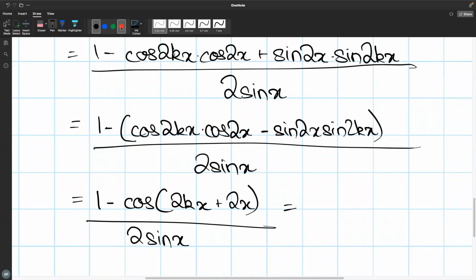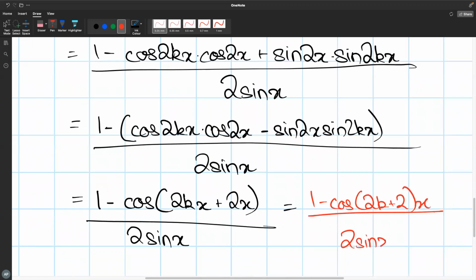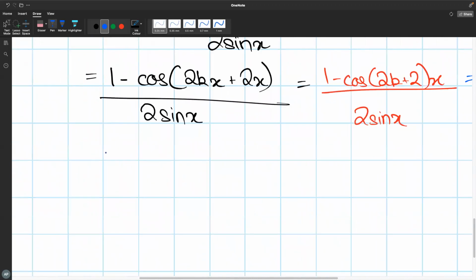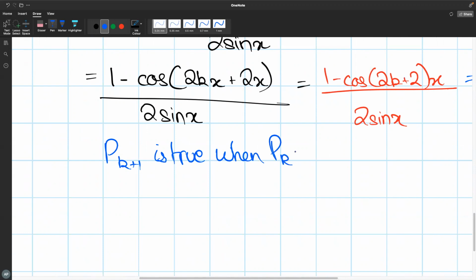This can finally be written as 1 minus cosine (2k plus 2)x over 2 sine x, which is therefore equal to the right-hand side, and means that p of k plus 1 is true when p of k is true.